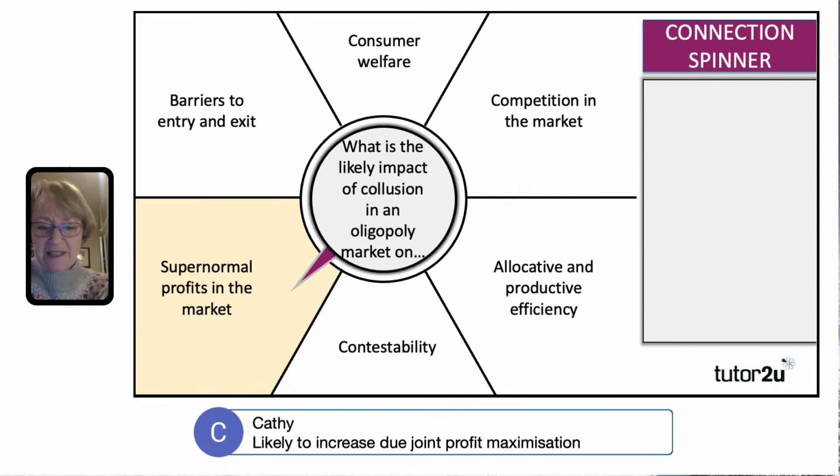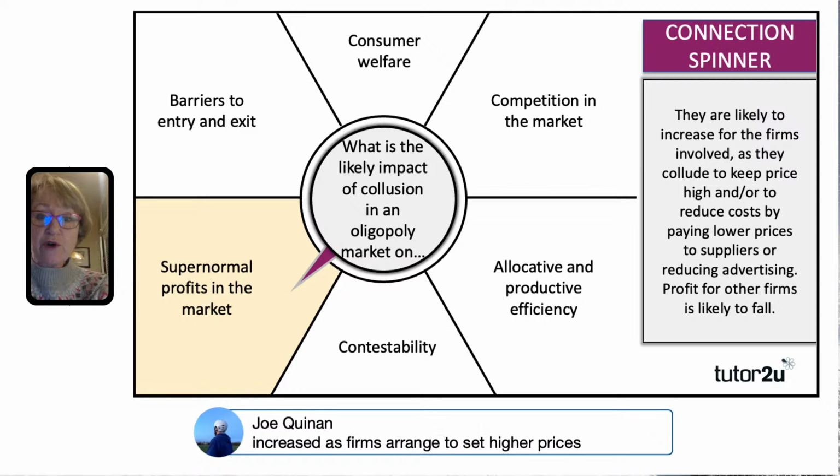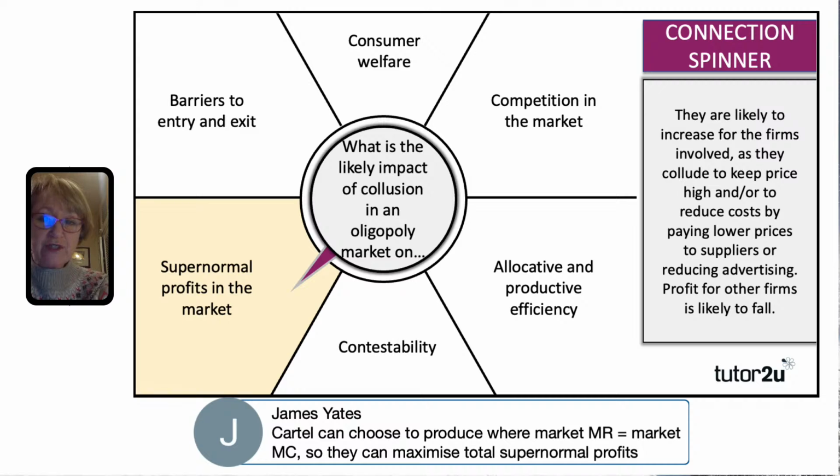Okay, again, let's have a look at our suggested answer for you here. And yeah, of course, it's going to follow the lines that most of you are taking. They're likely to increase specifically, though, for the firms involved, as they collude to keep prices high and or to reduce costs by paying lower prices to suppliers or reducing advertising. It could be any of those 3 sort of lines that they take with their collusion. But bear in mind that profit for other firms is likely to fall. Okay, so some very good answers there, some nice practice on starting to build up a bit of analysis of extending your reasoning. Let's have a good look at game theory now with Jeff.